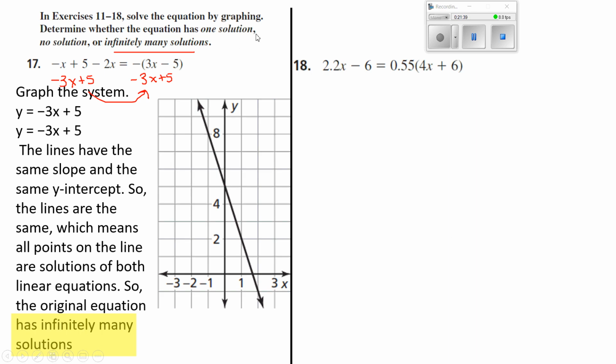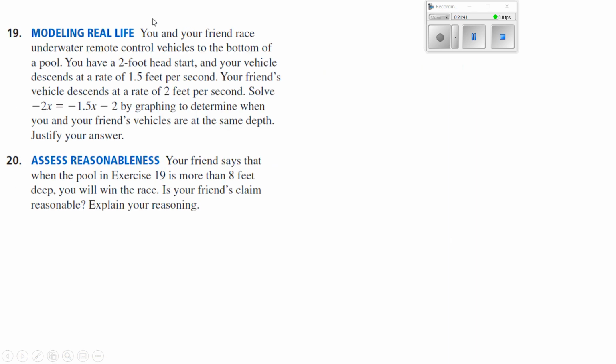All right, let's go to number 19. You and your friend race underwater remote control vehicles to the bottom of the pool. You have a 2-foot head start. Your vehicle descends at 1.5 feet per second. Your friend's vehicle descends at a rate of 2 feet per second. Solve negative 2x, and that's your friend going 2 feet down a second, and negative 1.5x minus 2, that's your vehicle going down per second, and you have 2 less feet to go. So we can put these equal to each other.